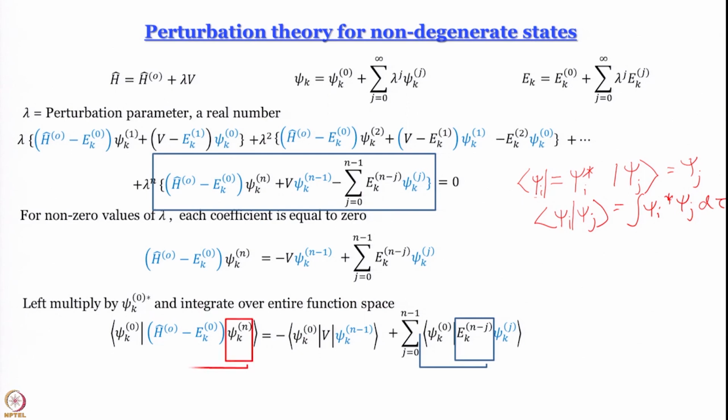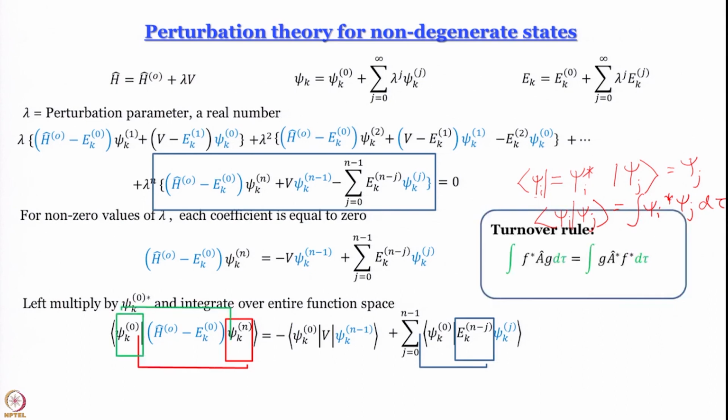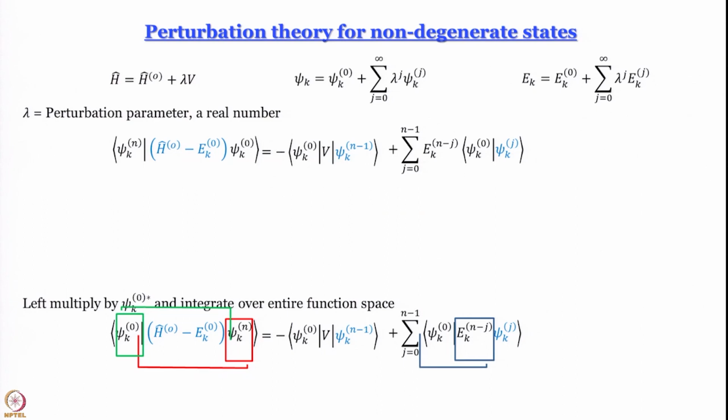Alright, what about the left hand side? In the left hand side, these two wave functions can change places if we use the turnover rule that we had studied in one of the earlier modules as the property of Hermitian operator. Remember, I did not tell you explicitly at that time that this is called the turnover rule, but here it is for you, you know what it is. So, I can just interchange psi_k 0th and psi_k nth. Why? Because we know that (H 0th minus E_k 0th) will operate on psi_k 0th. Not only that, it will make it 0, remember, annihilation operator. So, we use the turnover rule and we get this expression.